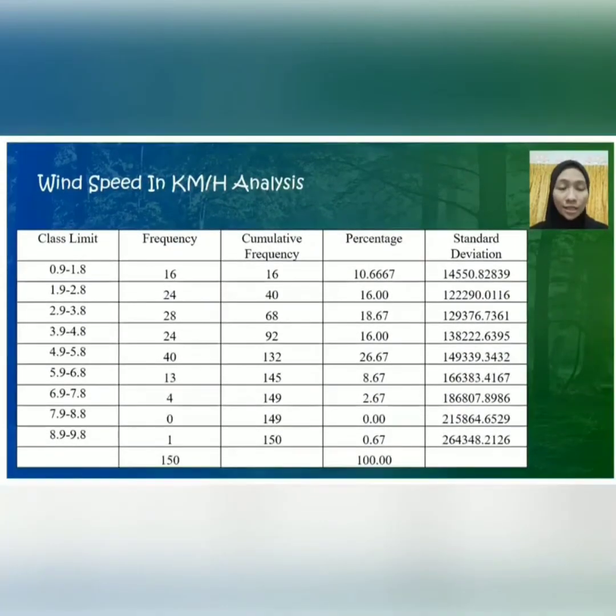Next, this ogive graph is representing the analysis of wind speed in km per hour. Based on the ogive graph, we can see that the trend for this ogive graph is increasing. The highest wind speed is 150 km per hour, while the lowest wind speed is 0 km per hour. The median for this wind speed is 132 km per hour.